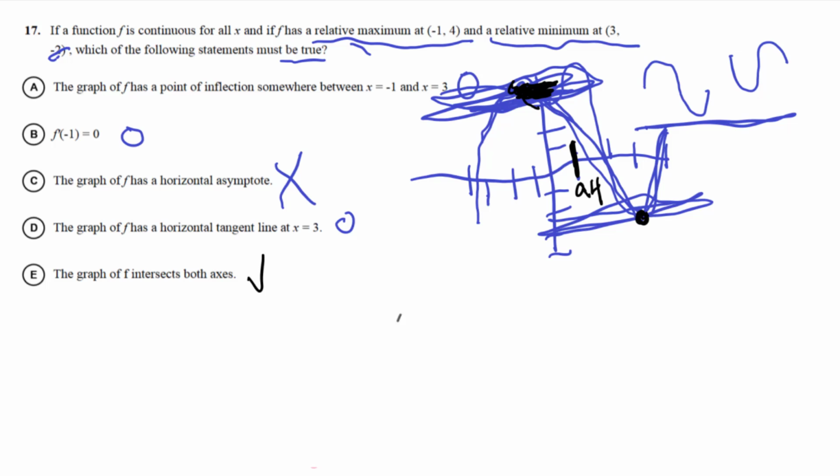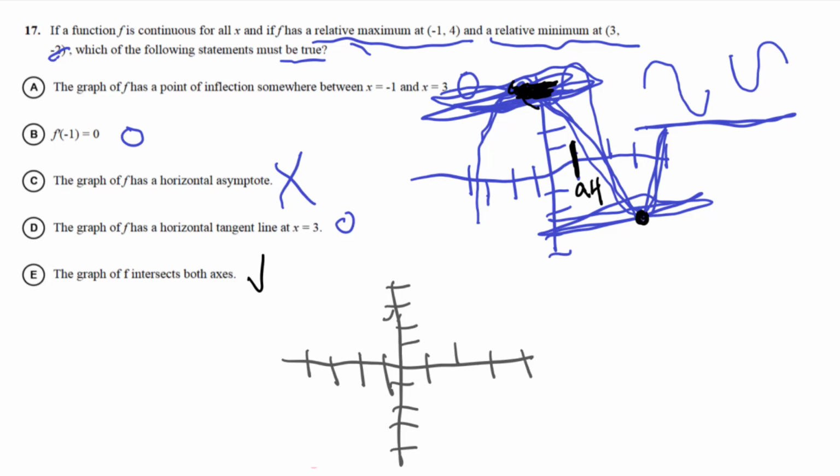Let's look at another case. So let's draw another graph of what this could be. We'll draw our axes and then plot our points. (-1, 4) is right here, and then (3, -2) is right here. The graph is continuous. They never said it's differentiable at every point. So what if our graph looks something like this?